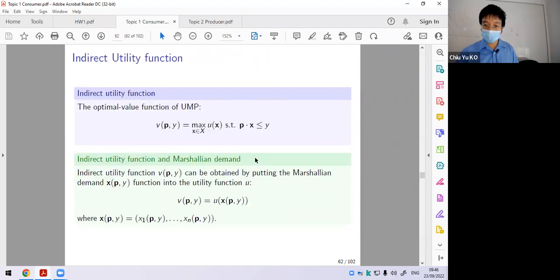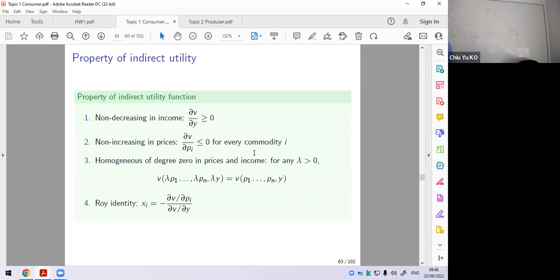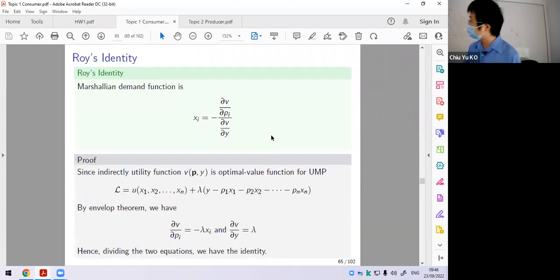And for the indirect utility function, I think there is nothing very surprising. The property is that it will be decreasing in income and not increasing in price. And also, a little bit not so easy to see, is the technical condition, what we call Roy's identity. This comes directly from what we call the envelope theorem. You just differentiate this and then do the division, and that gets you this one.